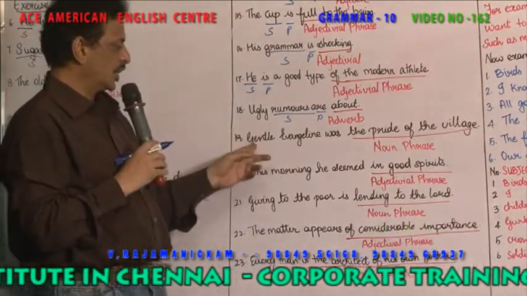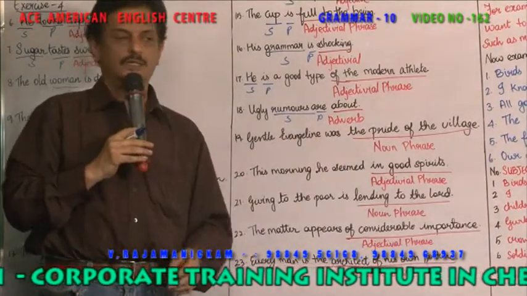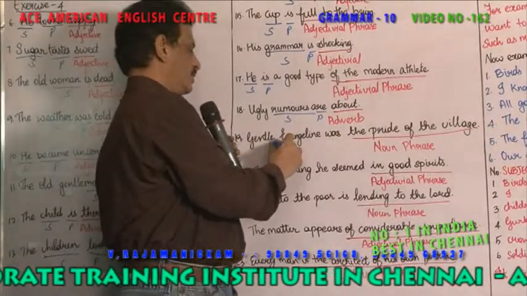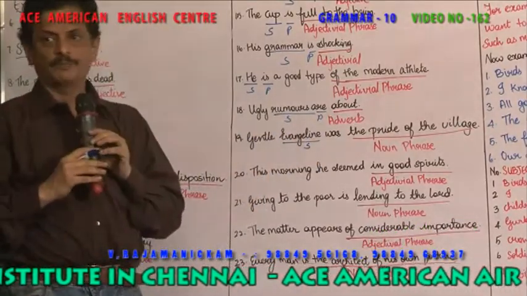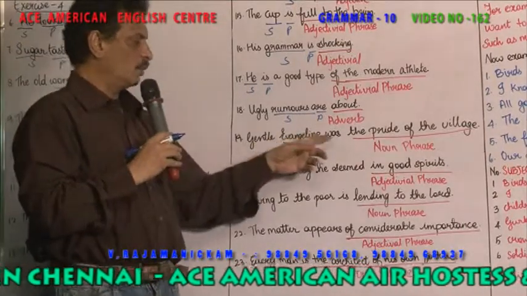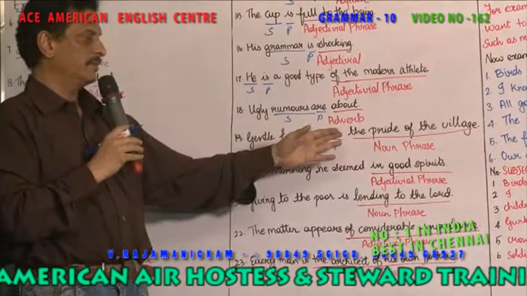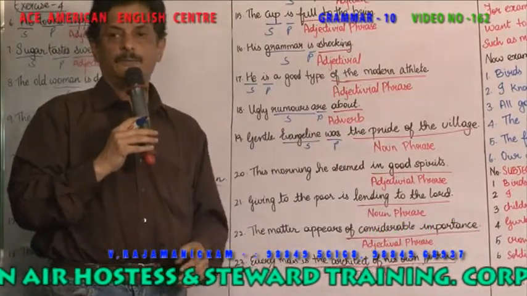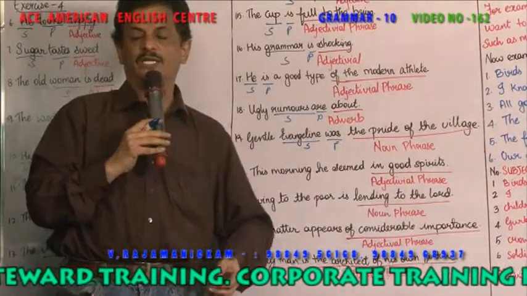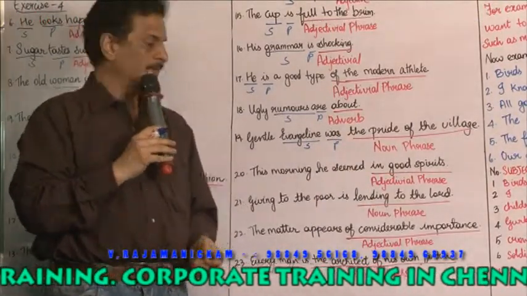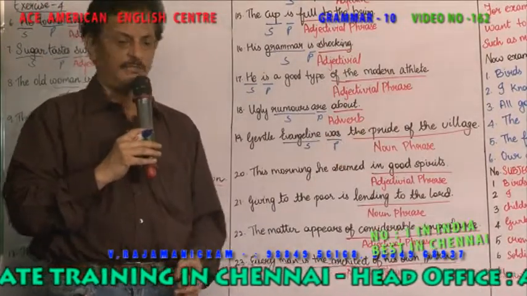Gentle Evangeline was the pride of the village. So Evangeline is the subject. Gentle is the attribute. Was is the predicative word, and this is the complement, the pride of the village. So the pride of the village becomes a noun phrase complement, or noun phrase predicative.